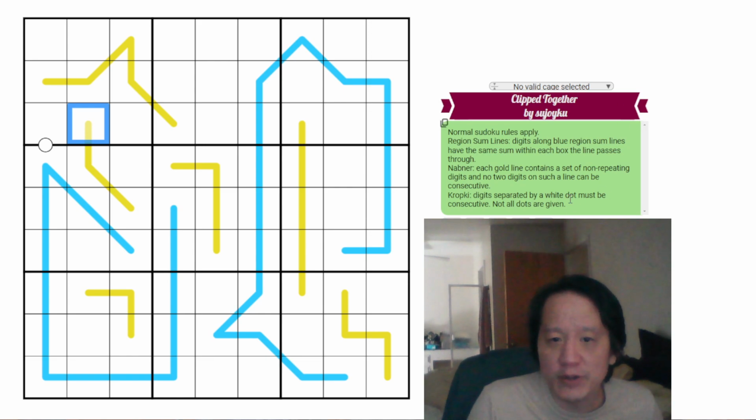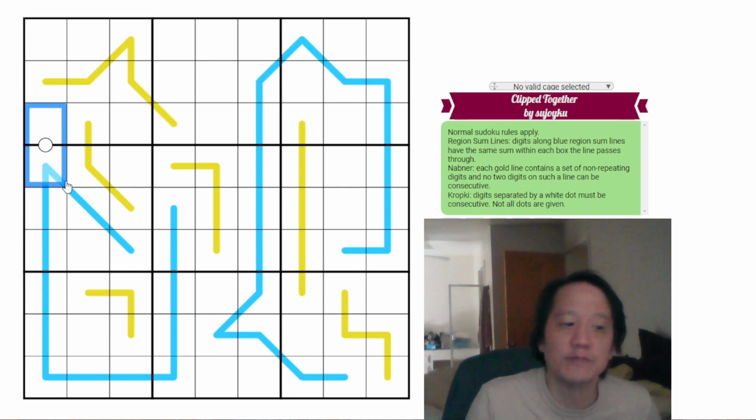Okay, and Kropke. Digits separated by a white dot must be consecutive. Not all dots are given. So these 2 digits are separated by 1, a difference of 1. That's what consecutive means. And just because it says not all dots are given, that means there could be 2 other digits that are consecutive. It's just that we know specifically about these 2 cells that they must be consecutive. And those are all the rules.